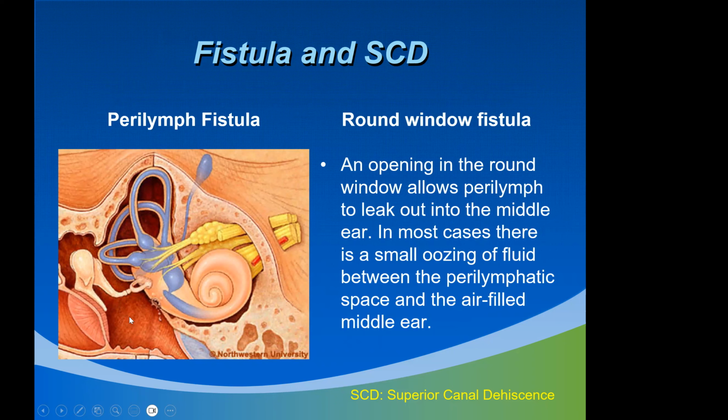That is perilymphatic fistula, perilymph fistula. In most cases, there is a small oozing of fluid between the perilymphatic space and the air-filled middle ear. You can see those drops coming up there. This is the air-filled middle ear, and the perilymphatic drops are oozing out. This is the temporal bone in which everything is housed.